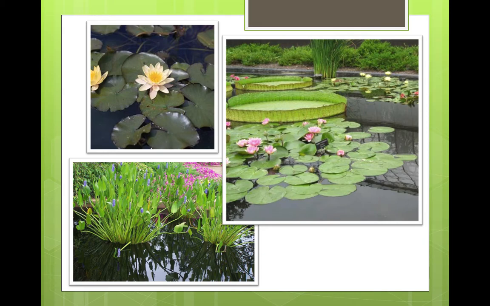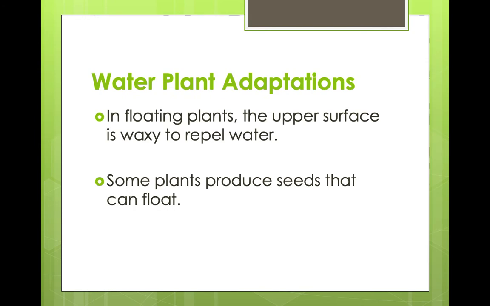It also said that the roots are not holding on the ground. They are flexible and they can move around with the current of the water. So if the river takes them another way, they are going to go with the flow of the river. Some other adaptations are in floating plants, the upper surface is waxy to repel water. Some plants produce seeds that can float.